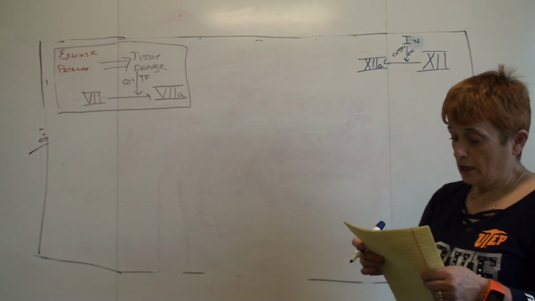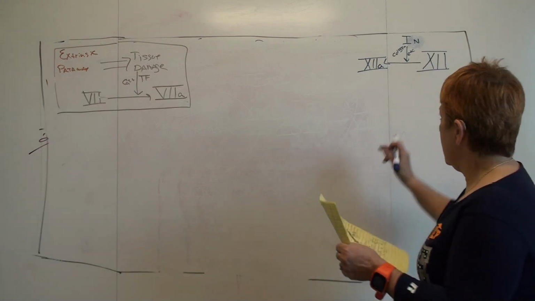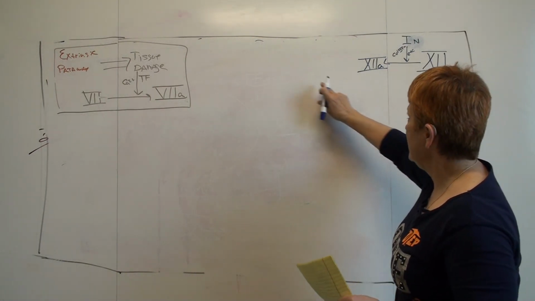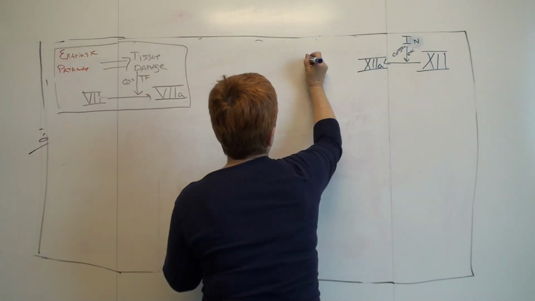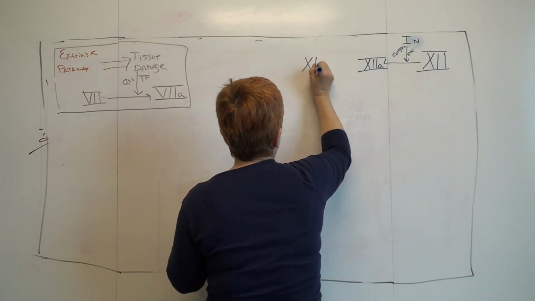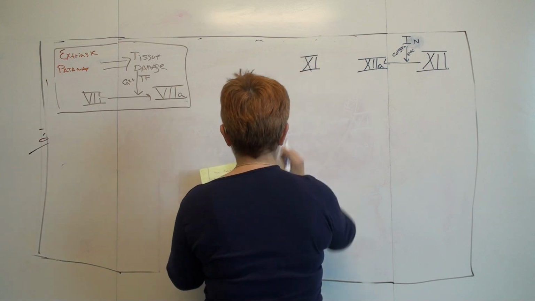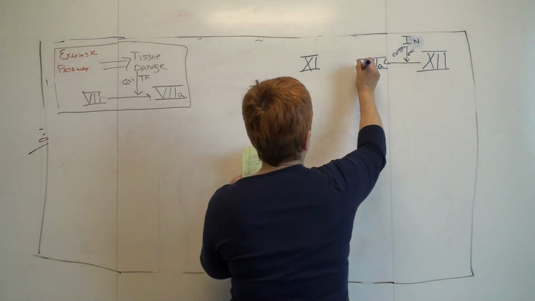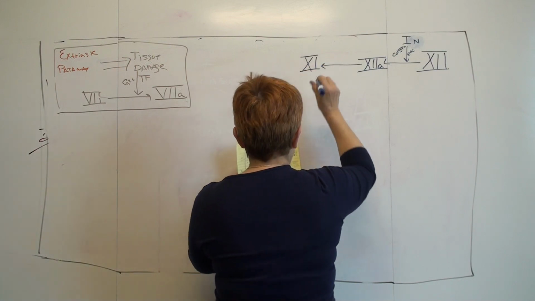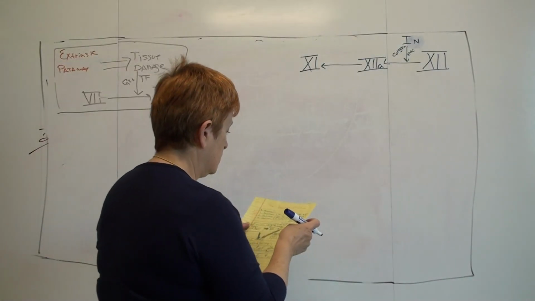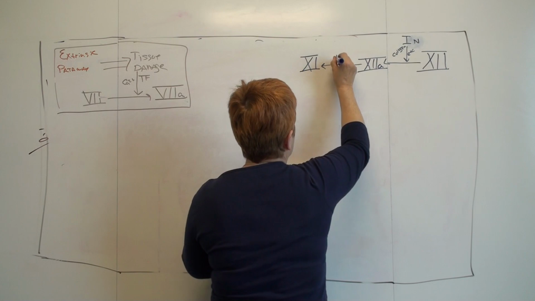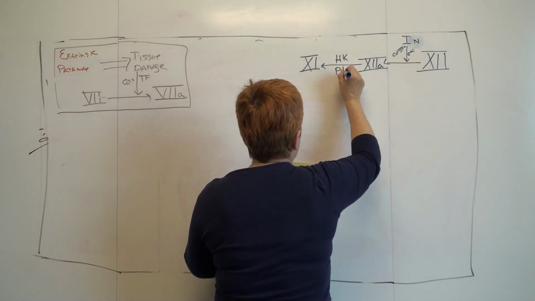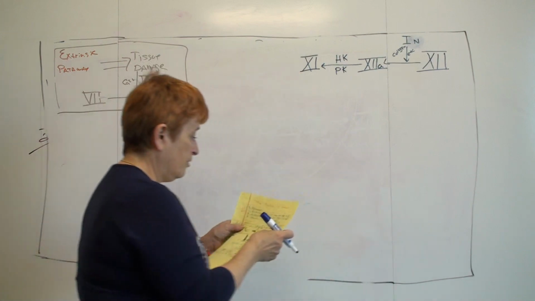Now, your 12A has to go to 11. So then we're going to put 11 here. All right. Well, how in the world does that work? Okay. How that works is with your HKs and your PKs, the one that I mentioned before.